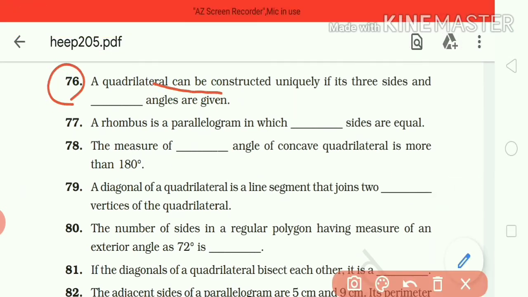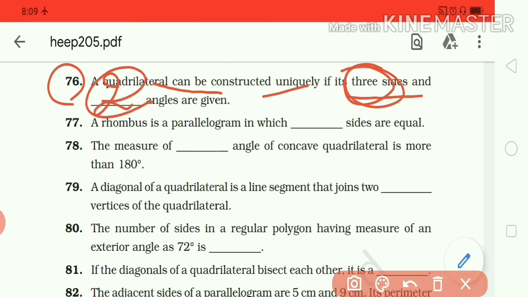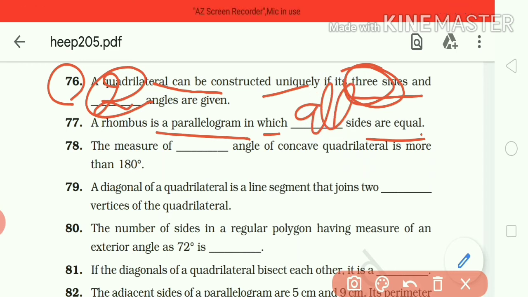Now come to question number 76. A quadrilateral can be constructed uniquely if its 3 sides and 2 angles are given, because 3 plus 2 is 5. 5 measurements are required. 3 come from the sides and 2 come from the angles. A rhombus is a parallelogram in which dash sides are equal. In the rhombus we know that all sides are equal. Question number 78. The measure of dash angle of a concave quadrilateral is more than 180 degrees.